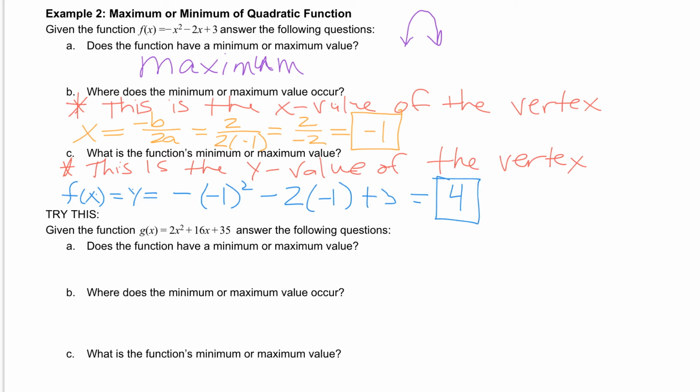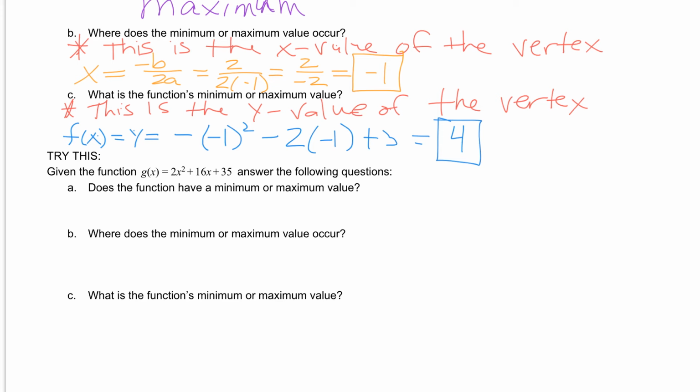Next, I would like you to do the try this. So answer A, B, and C, and then unpause it to check your answer. If you did letter A correctly, you should have said that this has a minimum value, and that's because the leading coefficient is positive. And the minimum value occurs at negative 4, with the minimum value being 3. If you have questions on how to get that, let me know.